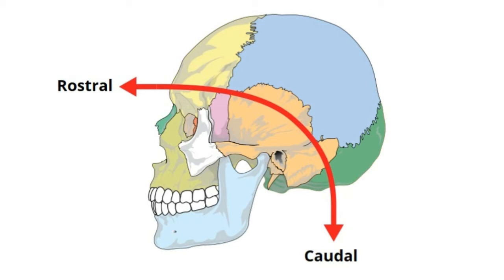Rostral and caudal. Rostral is taken from the Latin rostrum, meaning towards the nose or beak. Rostral therefore refers to the anterior, front, aspect of the head. In this context, caudal refers to the posterior, back, of the head. Examples: the forebrain is rostral to the midbrain. The hindbrain is caudal to the midbrain.